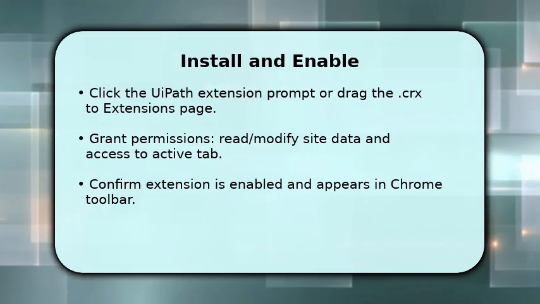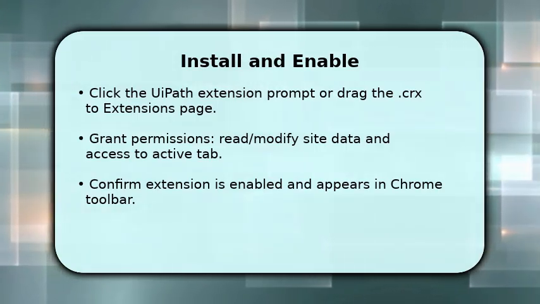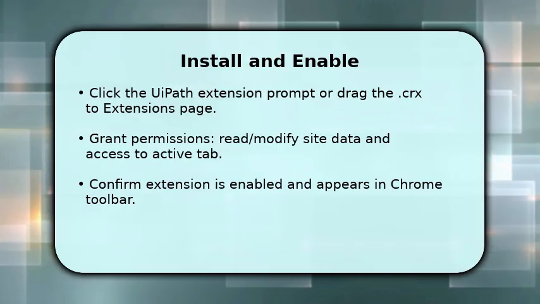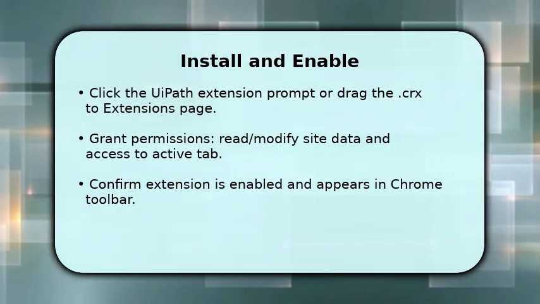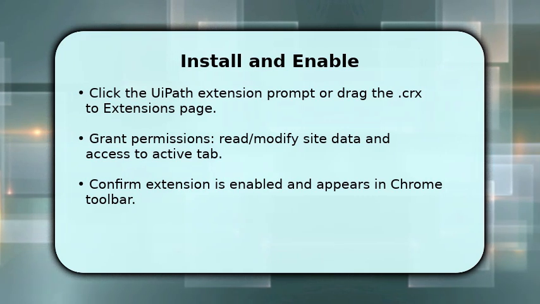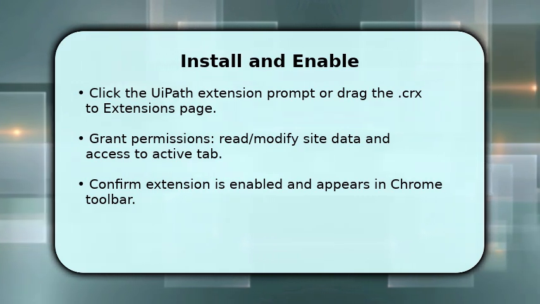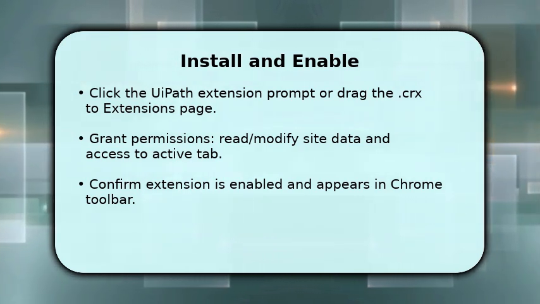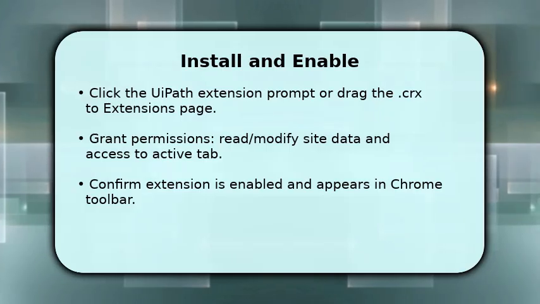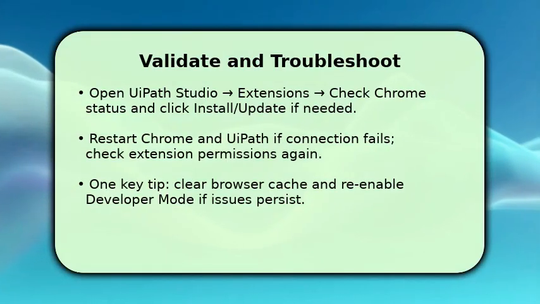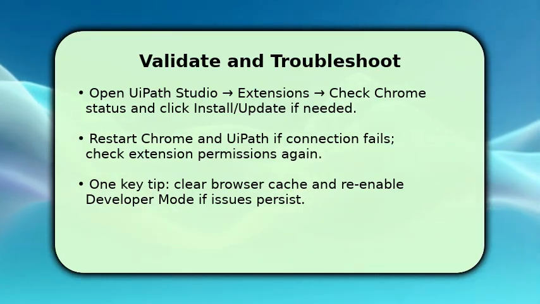After installation, enable the extension toggle and pin it to the toolbar for easy access. Make sure Chrome shows the extension as active before moving to UiPath Studio to validate connectivity. Finish by validating the connection in UiPath Studio. Go to Extensions, verify Chrome shows installed, and click Install or Update if required.